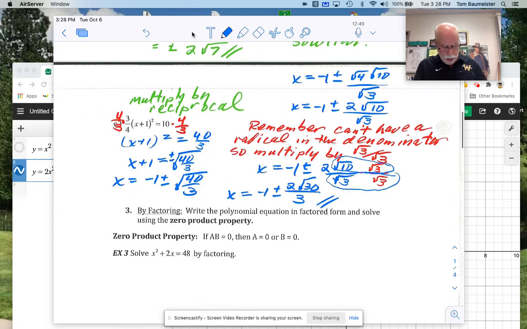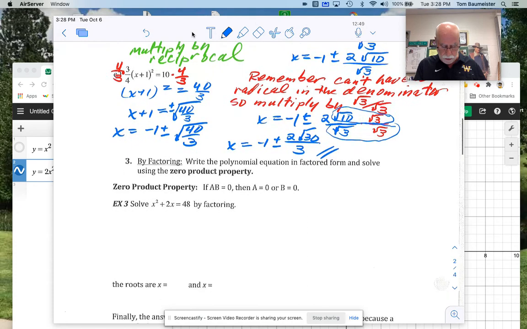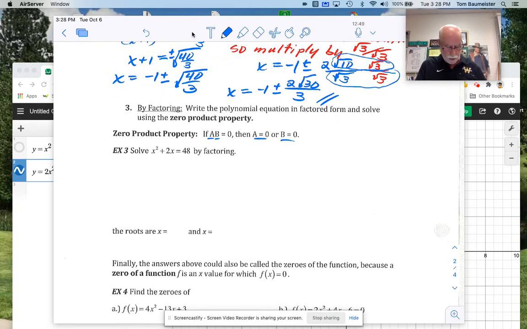Okay. And then the last one we have is by factoring. By factoring, we're going to write the polynomial equation in factored form and solve using the zero product property. Remember, with the zero product property, you're going to say that a times b is equal to 0. If that's the case, then we know that one of them has to be 0. Either a has to be 0, because 0 times anything is 0, or b has to be equal to 0. So anything times 0 is equal to 0. All right? So let's go ahead and do these next examples.